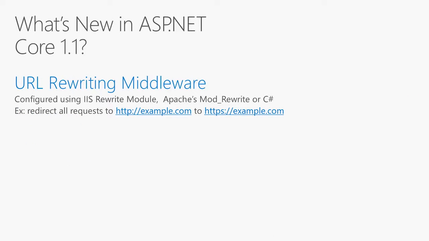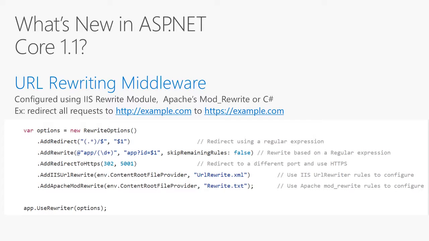In October, we were happy to announce the release of ASP.NET Core 1.1 Preview 1. So let's look at the few features that came with it. Some of the features we'll be looking at today include URL rewriting middleware. With this feature, you can configure your application to use IIS rewrite module, Apache mod rewrites, or C# code. As you can see from this example, we can use standard browser redirects or URL rewriting, which gives a different URL to the next steps in the HTTP pipeline, tricking it into thinking that a different address was requested.